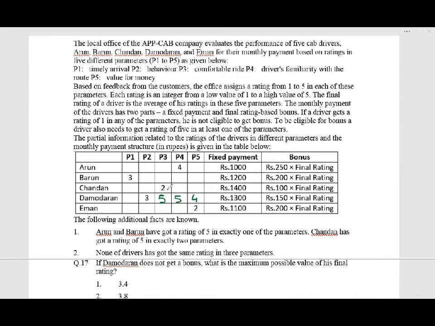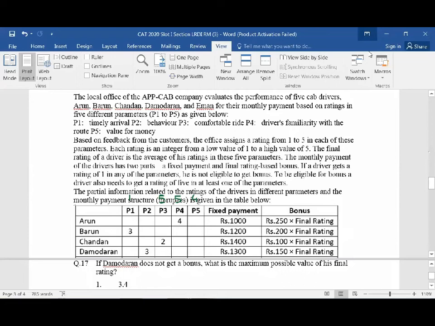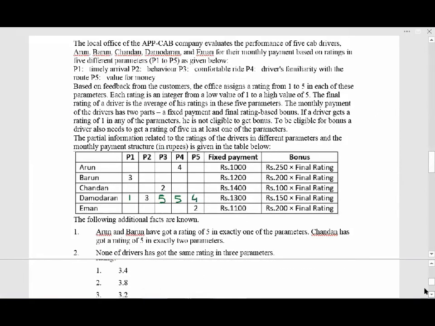Oh, sorry, he did not get a bonus. So 1 4, and to cancel the bonus, I'm giving him 1. So all these high ratings are nullified by this one. What is the total? The total rating has got 18. The average will be 18 by 5, that is 3.6, which is option 4, 3.6.